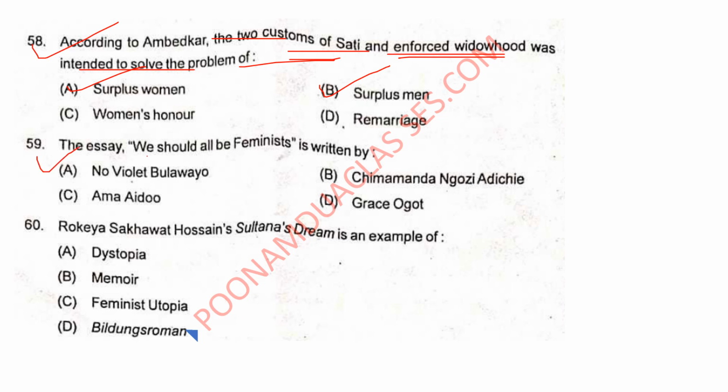59. The essay "We Should All Be Feminists" was written by Chimamanda Ngozi Adichie. He is a Nigerian author. Option B here is the right answer. And Ruqayya Shekhawat Hussain's Sultana's Dream is an example of option C, feminist utopia.